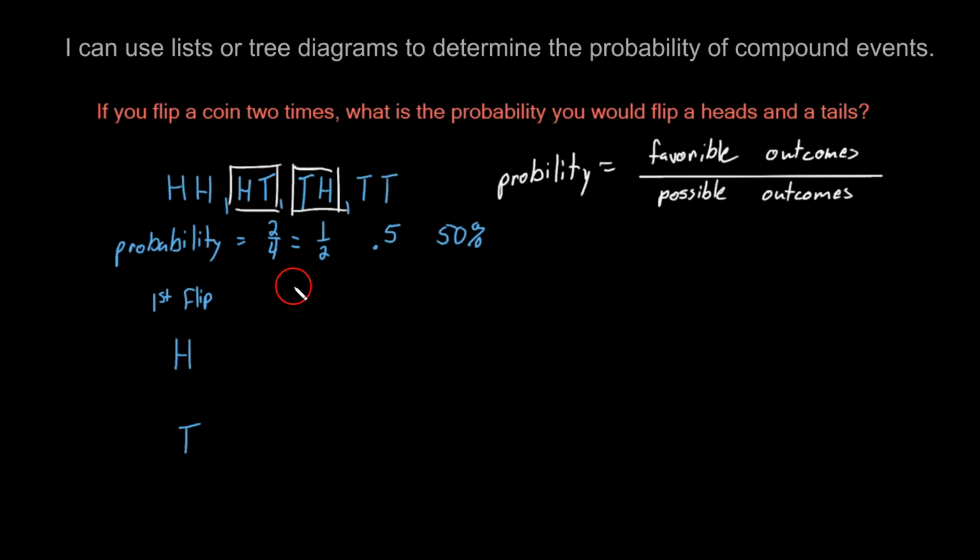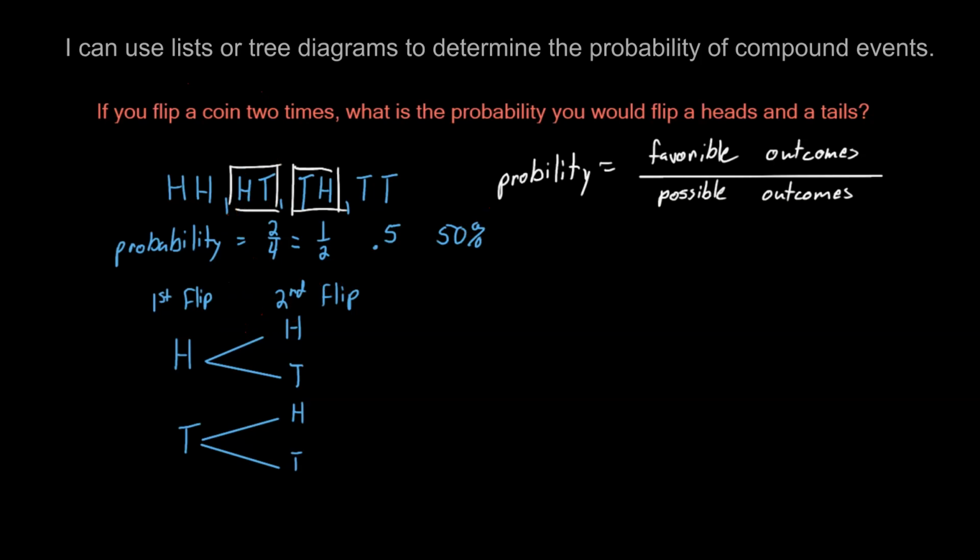Now on our second flip, we could get a heads. So we connect these two, and then we could get a tails here, and then we connect these two. Then going from tails, we could go tails then heads, and then a tails, then a tails. So we can see this tree diagram represents what we call the sample space. So this would be the sample space for this problem right here.